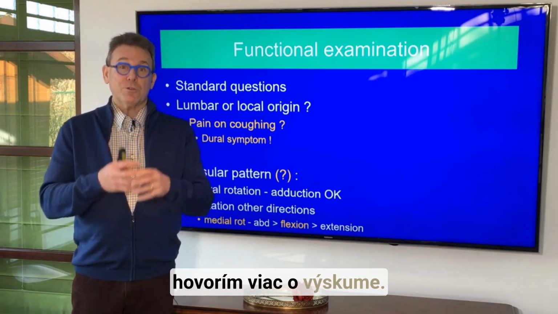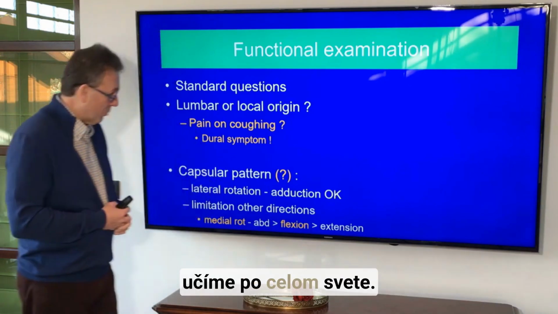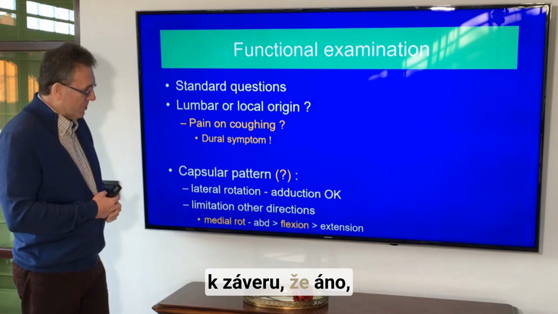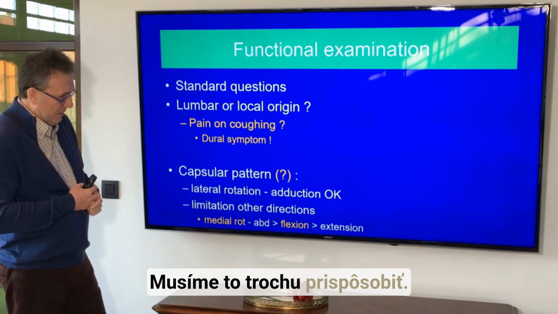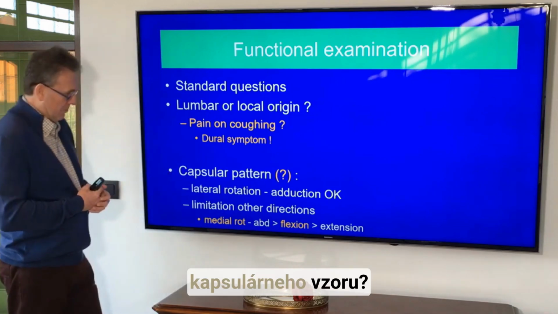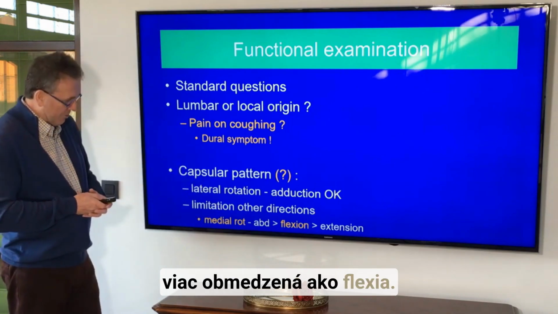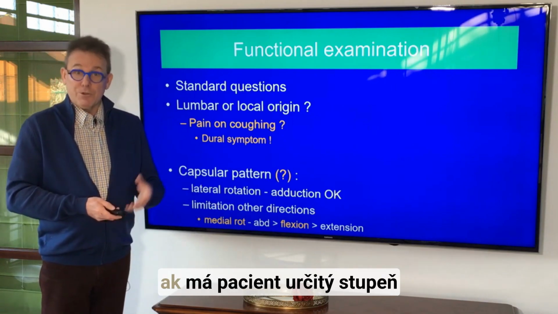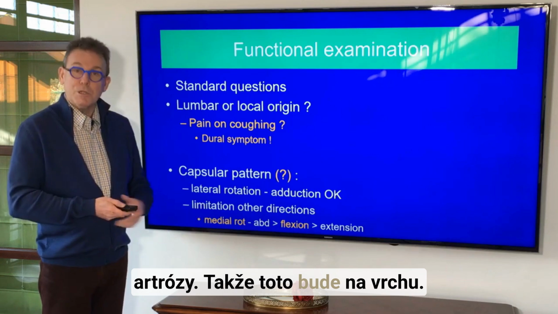I talk more about research during our live seminars we teach worldwide. But during the years we came to the conclusion that yes, indeed, we have to rethink that. We have to adapt that a little bit, and we're going to make it more simple. What is the key factor in a capsular pattern? Medial rotation more limited than flexion. Medial rotation is the first movement which is limited when the patient has a certain degree of arthrosis, so it's going to be the top.